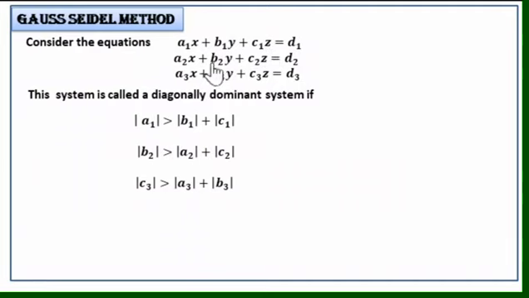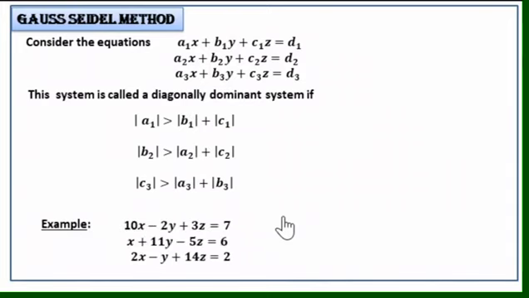Similarly, in the second equation, b2 is the diagonal coefficient. It should be greater than absolute value of a2 plus absolute value of c2. Similarly, in the third equation we have c3 as the diagonal coefficient. The absolute value of c3 should be greater than the absolute values of the remaining two coefficients a3 and b3.